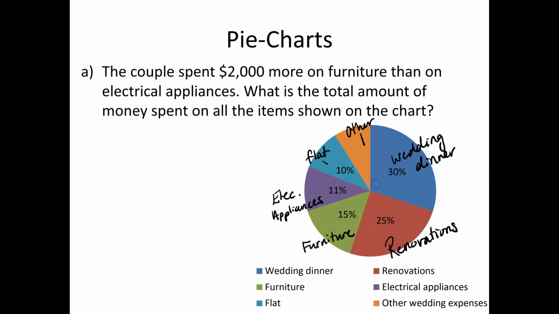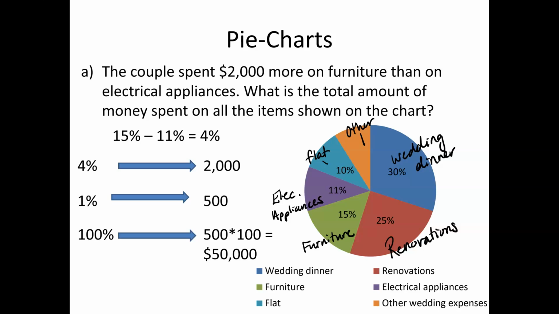Letter A says that the couple spent $2,000 more on furniture than on electrical appliances. What was the total amount of money spent on all of the items shown in the chart? Okay, so let's just take a look at what we've got here. We have 15% spent on our furniture, and we have 11% spent on electrical appliances. Well, what's my difference there in percentage, right? 15% minus 11% is going to equal 4%. So we can use unitary method to solve this right now. Okay, so let's do that.